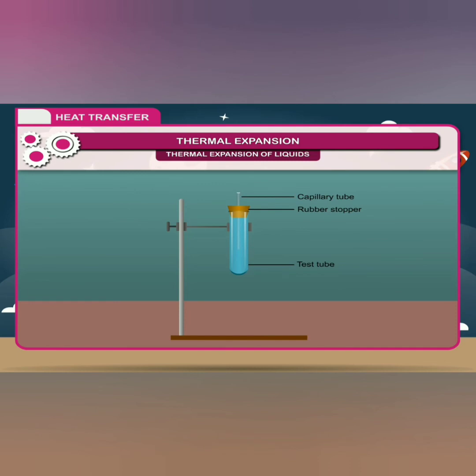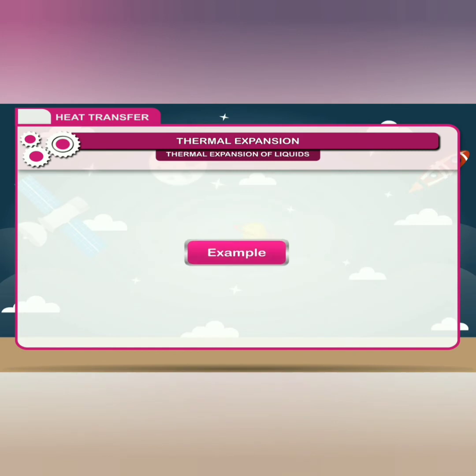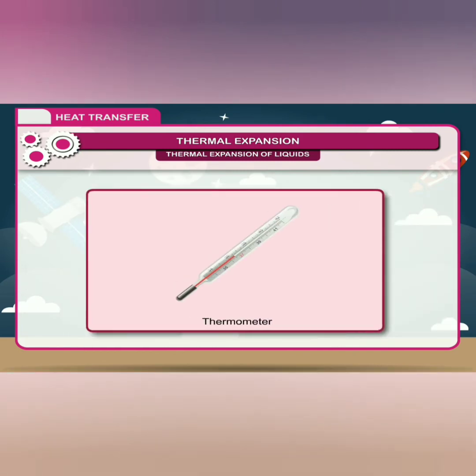Now, heat the test tube. You will notice that the water will rise further in the tube. This shows that liquid expands on heating. Example: thermometer. This is one of the applications of the thermal expansion of liquid.